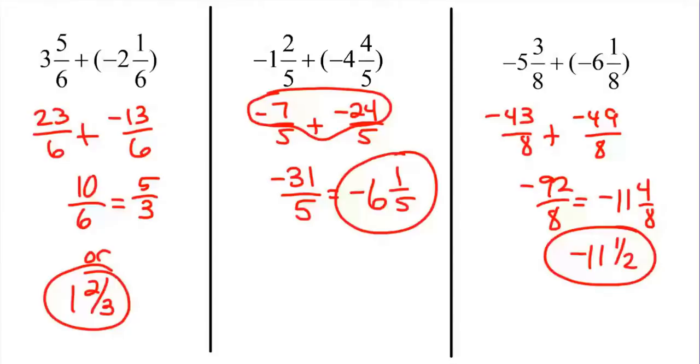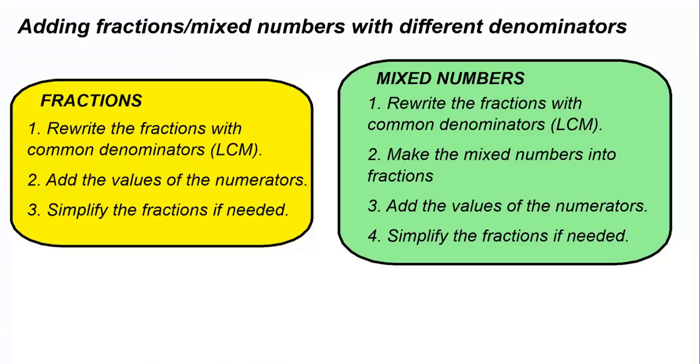So adding fractions and mixed numbers with common denominators or like denominators is quite easy to do. What happens when we have different denominators? We don't have the same size pieces. Well, we have to add a step to that. Our first step is to rewrite the fractions with common denominators. And the common denominator of any two fractions is their least common multiple.